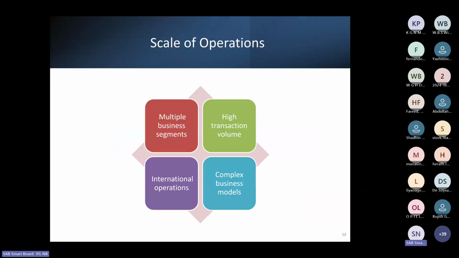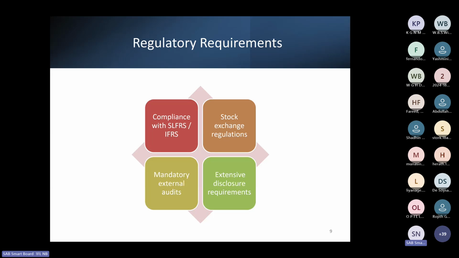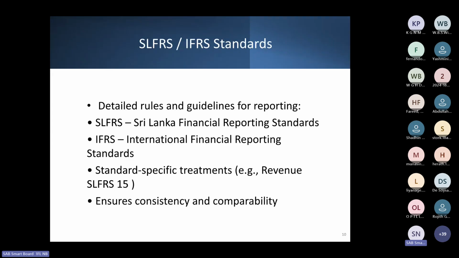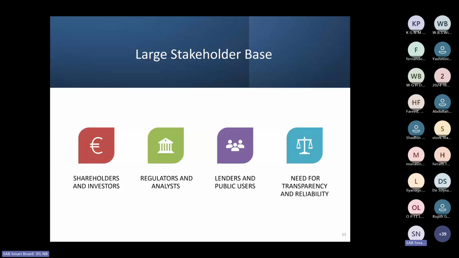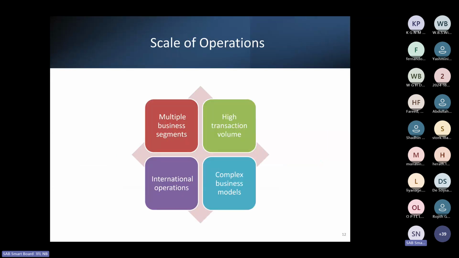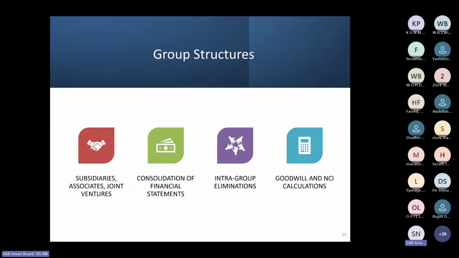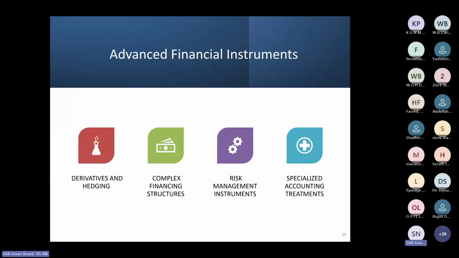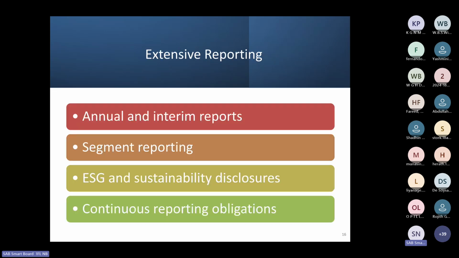Summarizing all this: why is accounting for PLCs complex? One reason is regulatory requirements, and the other is SLFRS and IFRS standards, which you must comply with under regulatory standards. The second reason is the large stakeholder base. The third reason is that the scale of operation is high. The fourth reason is that different group structures are available. The fifth reason is that the use of judgments is included. And finally, there are advanced financial instruments to be recorded. Therefore, corporate reporting is much more complex work that we are going to do, and extensive reporting is also included.